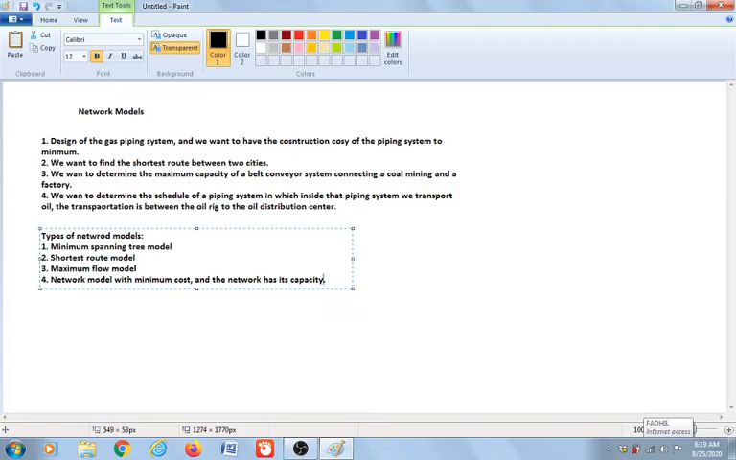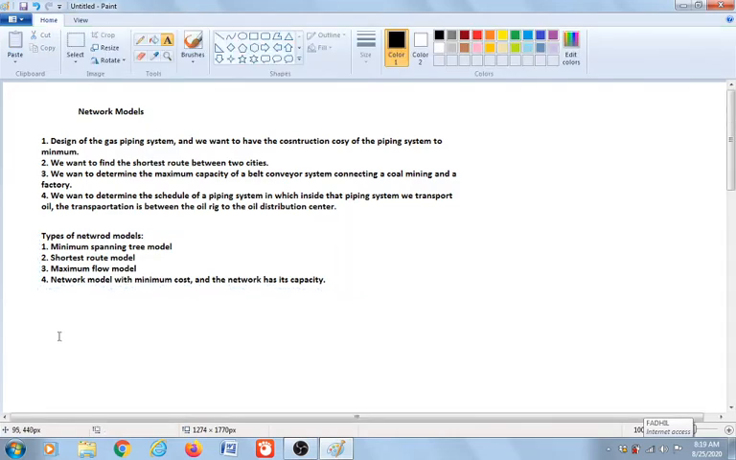So I repeat that there will be four models that we will discuss in chapter one, or in network models. Number one is the minimum spanning tree model. Number two, the shortest route model. Number three, the maximum flow model. And number four, we will determine the minimum cost for a network, and that network will have its capacity.